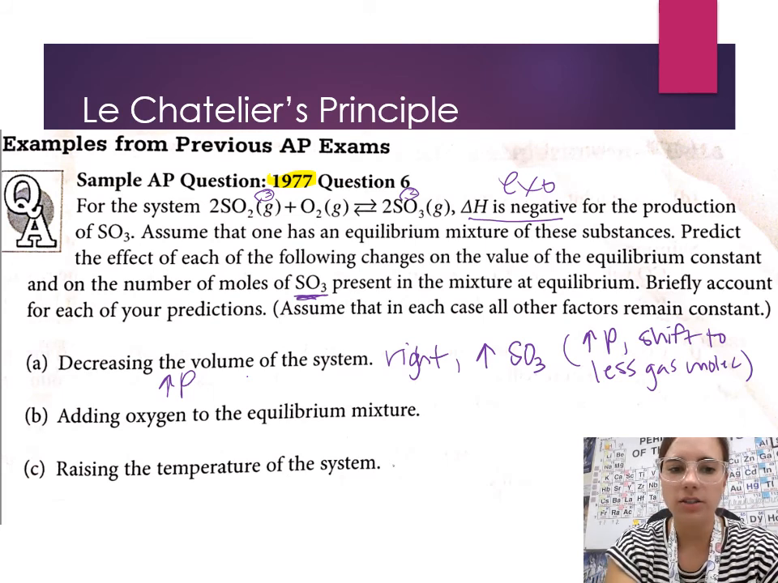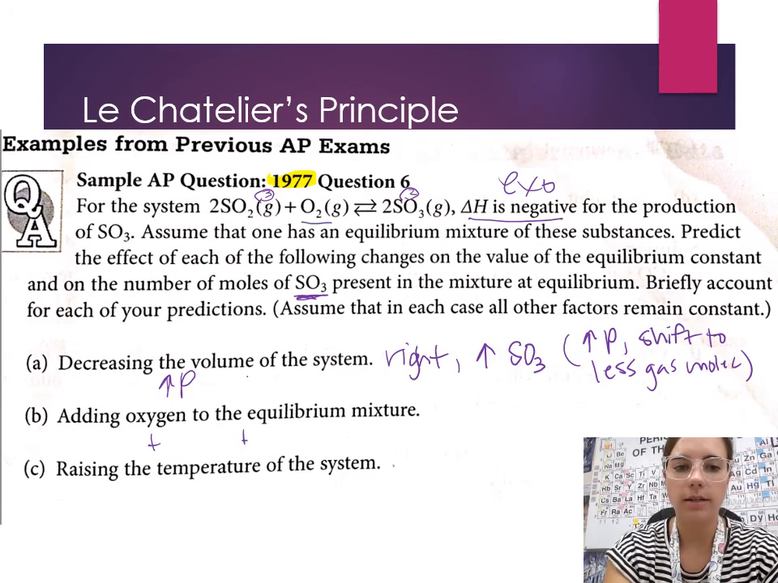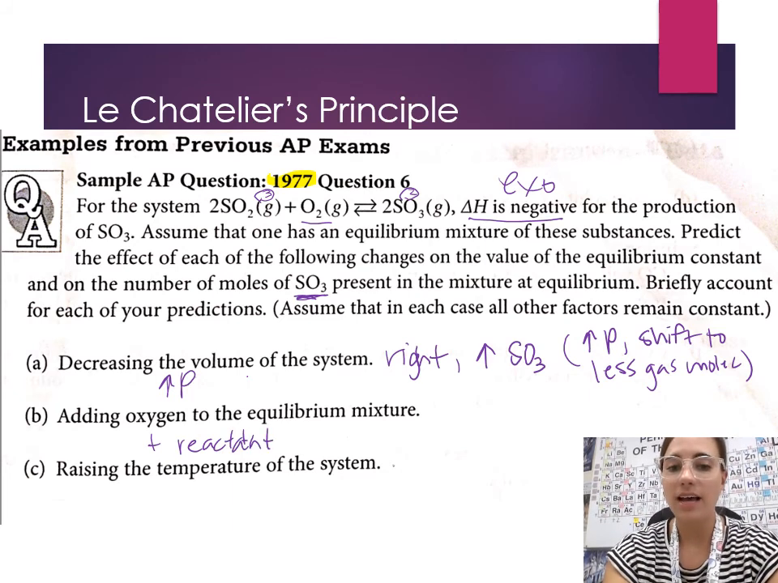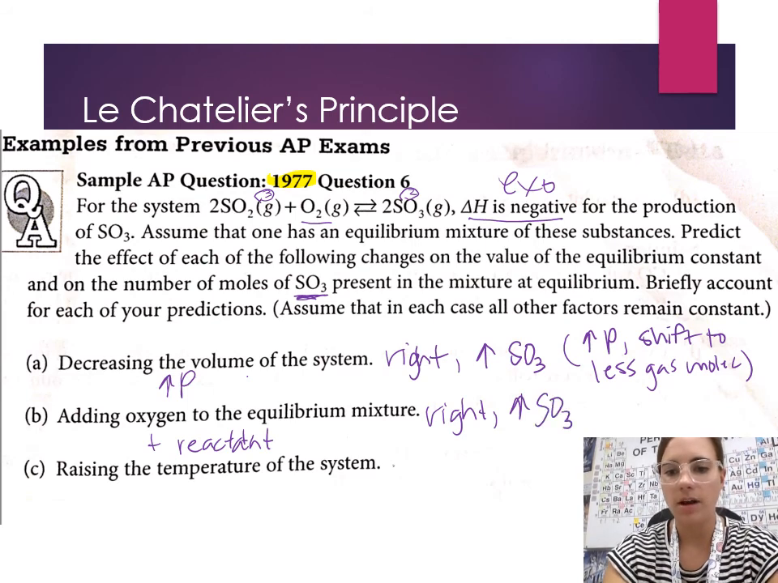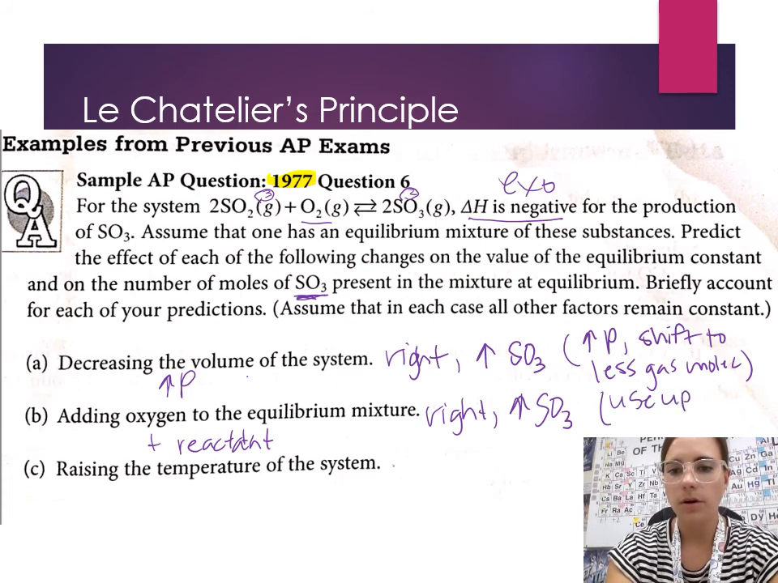All right, B, if I add oxygen, adding oxygen is adding a product. Or, I'm sorry, oxygen is very clearly a reactant. All right, so adding a reactant. So if I add a reactant, then I am going to shift right to use up that added reactant, which then again is going to increase the amount of SO3, since SO3 is a product. So my explanation: you have to use up or consume the added reactant.